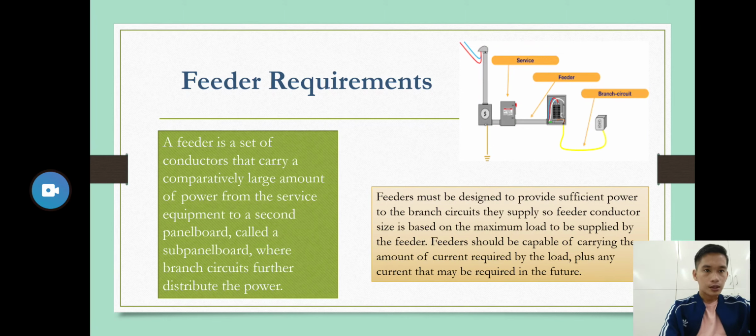So, first is the service and the feeder and the branch circuit. So, the feeder must have sufficient power para ma-support niya ang mga branches like the service and the branch circuit. If the feeder is hindi siya ganun ka powerful or sufficient, so ma-damage yung mga appliances or yung mga current na dumadaan at yung ating pag-wiring. Ayan. So, next.